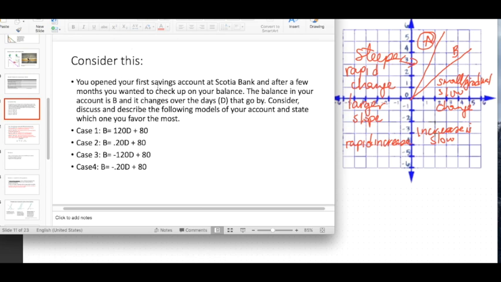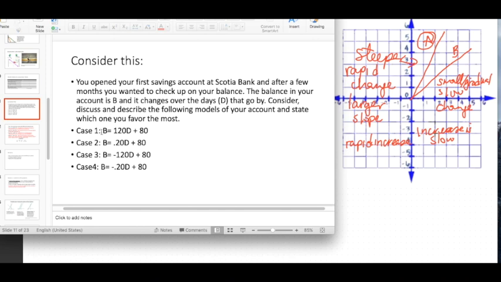You open your first savings account at Scotiabank, and after a few months you want to check up on your balance. The balance in your account is B, and it changes over the days D that go by. Consider, discuss and describe the following models of your account and state which one you favor the most.